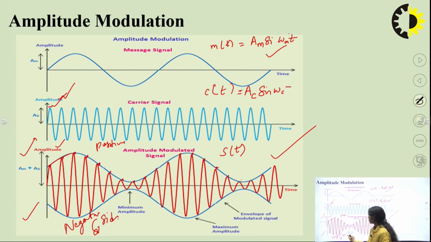We can say the message is contained in the carrier in two bands. One is called the upper sideband, and the other is called the lower sideband.